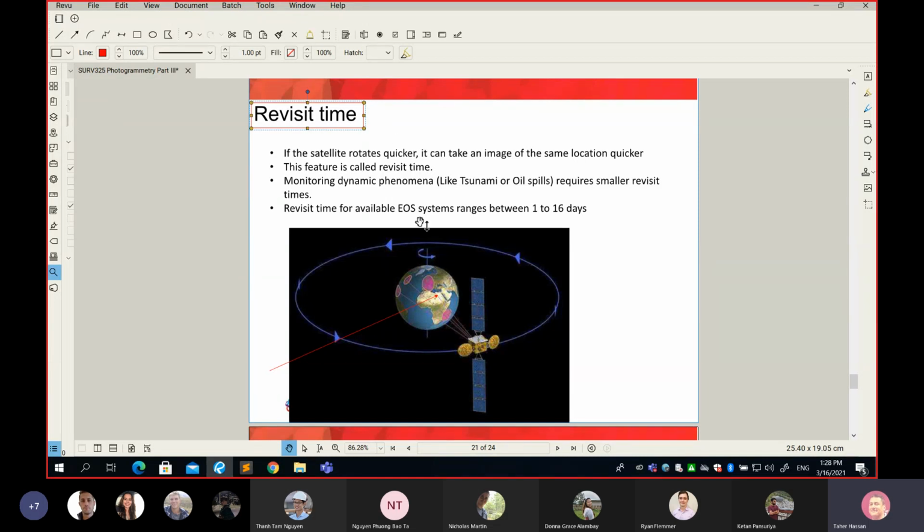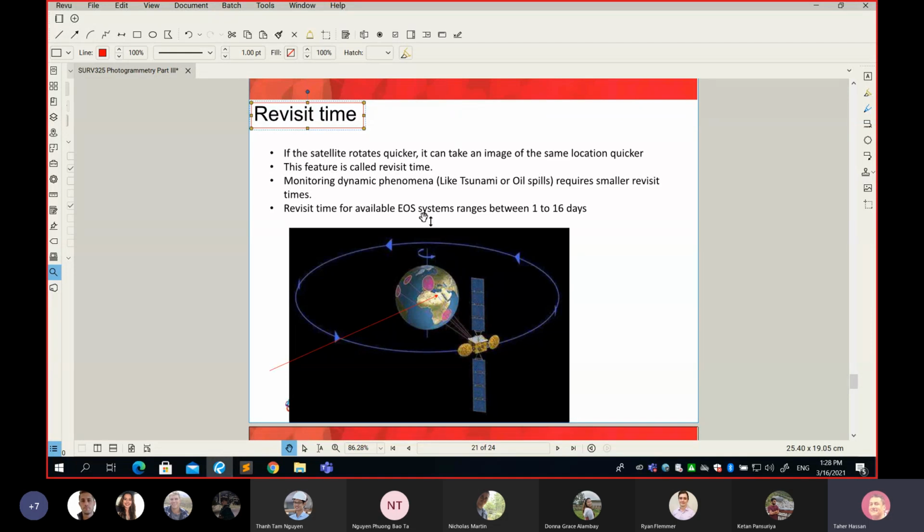It matters. Why does it matter? It matters only if I'm studying a dynamic phenomenon, a phenomenon that changes every day. If I have a phenomenon that changes every day, like a tsunami or oil spill, I need a system that gives me an image over the same area very frequently, every day, for example. However, for some other applications, we don't care.